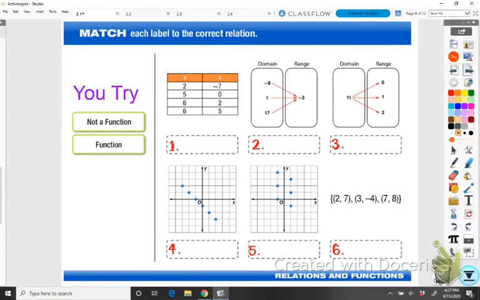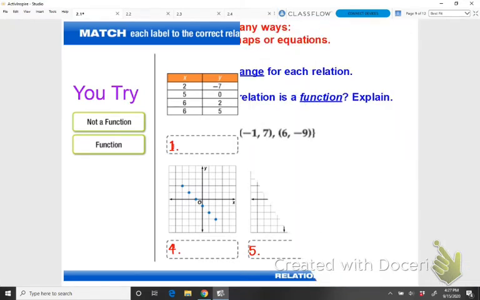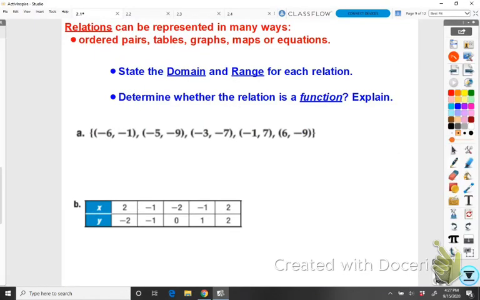All right, so these 6 questions I want you to try on your own. I'm going to go through a few more examples with some detailed explanations, but you can come back to this page and just say whether it's a function or not, and we'll talk about that tomorrow in class. So relations can be represented in many ways: ordered pairs, tables, graphs, maps, or equations. So for these 4 examples that you're going to see, we're going to state the domain and the range, and then determine whether it's a function and explain.